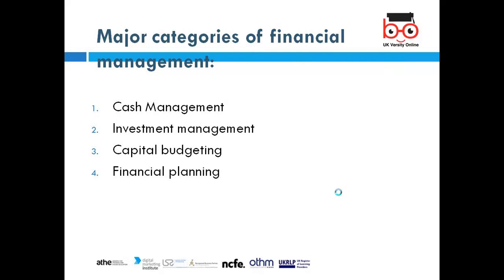We look at cash management: how much money is in the business and how much is going out. We look at extra spare cash, where we can invest to get the maximum return on our investment. Capital budgeting covers where we can borrow money, where we invest, and what type of assets we buy for the business.